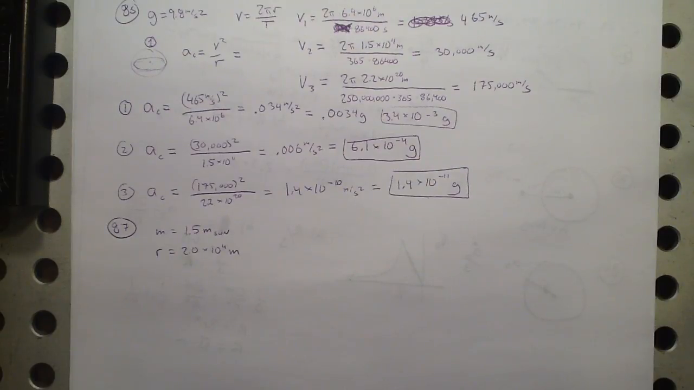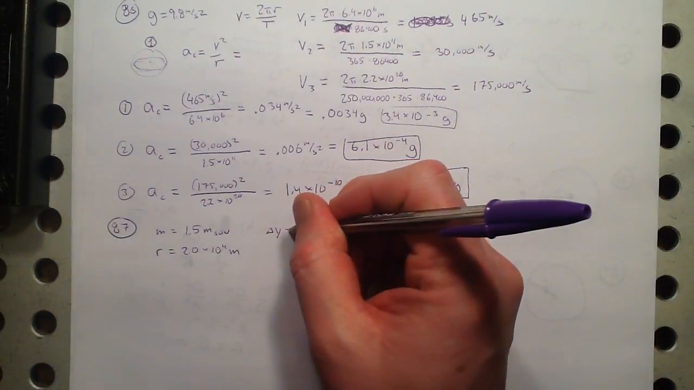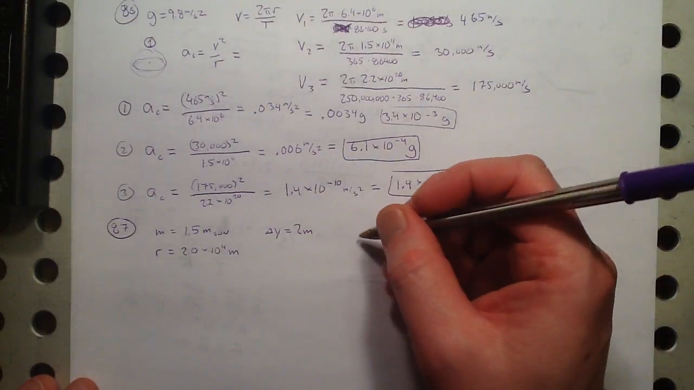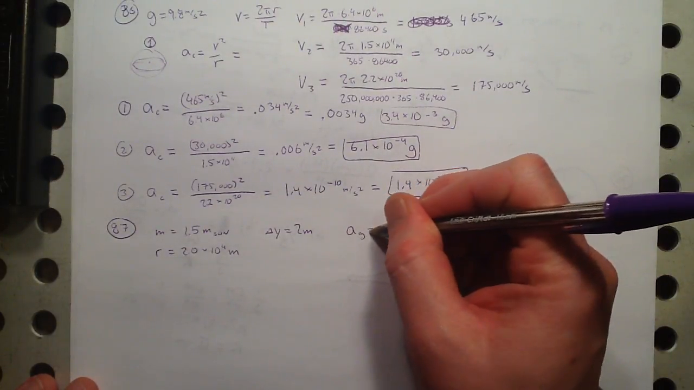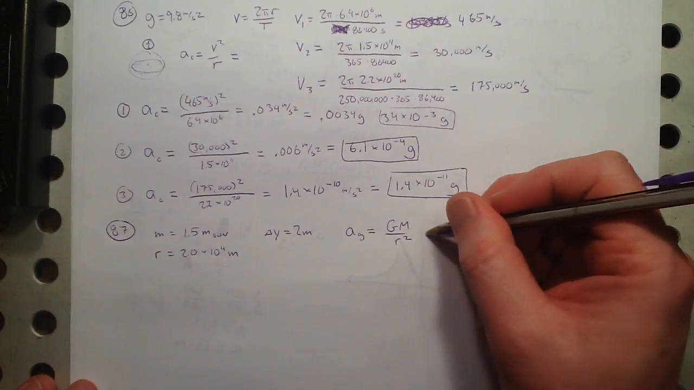Then what would be the apple's speed when it reached the surface of the star? And we're releasing it from 2 meters. So we can figure out the acceleration first at this neutron star at the surface. That's GM over r squared.